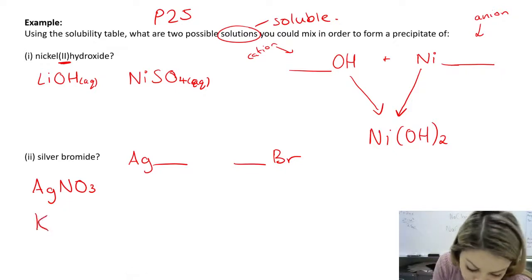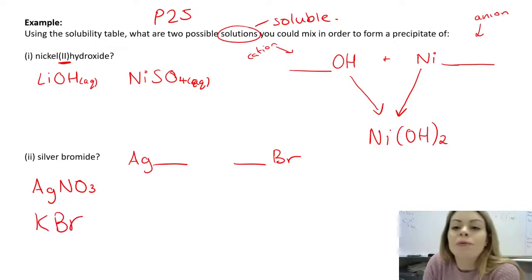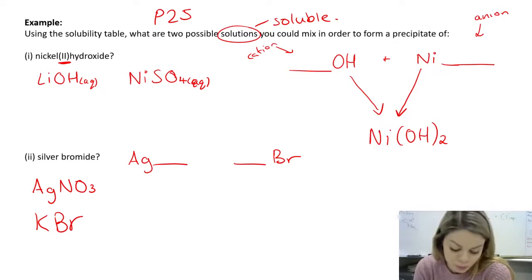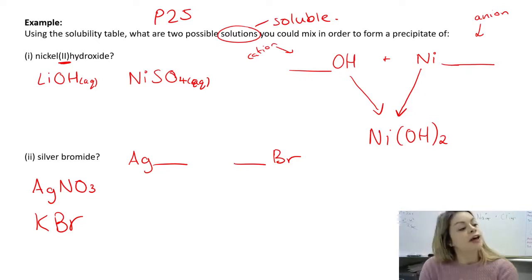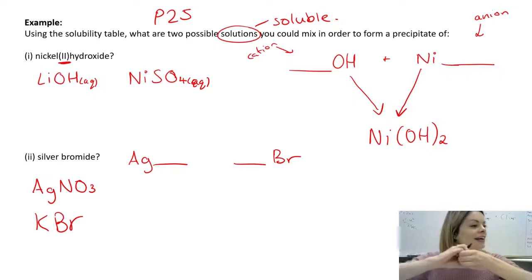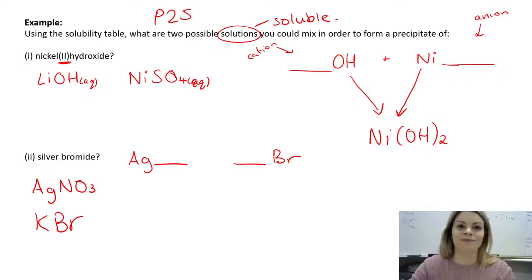Potassium. All potassium compounds are soluble because it's in group 1 of the periodic table. So those things are both soluble. So when we mix them together, they will separate into 4 different ions, which enables the silver and the bromide to find each other and bond, forming a solid. Okay?